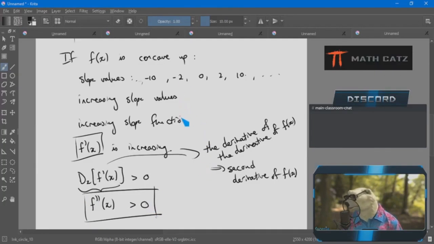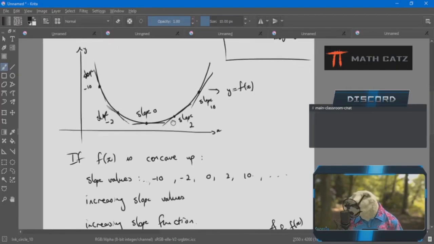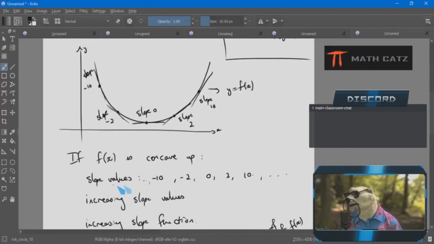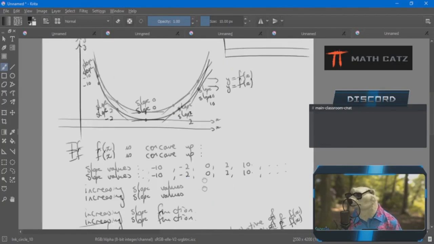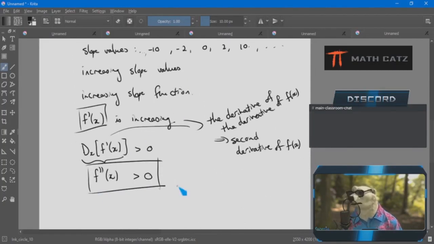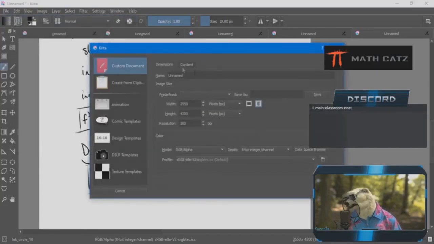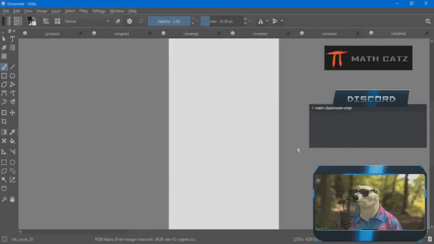Now I can do a very similar thing for concave down. If I'm concave down, my slope values will be decreasing and my second derivative has to be negative. All right, let's get some examples going. Again, we're going to continue with more examples tomorrow, and that'll be the end of our discussion focusing on one step at a time.